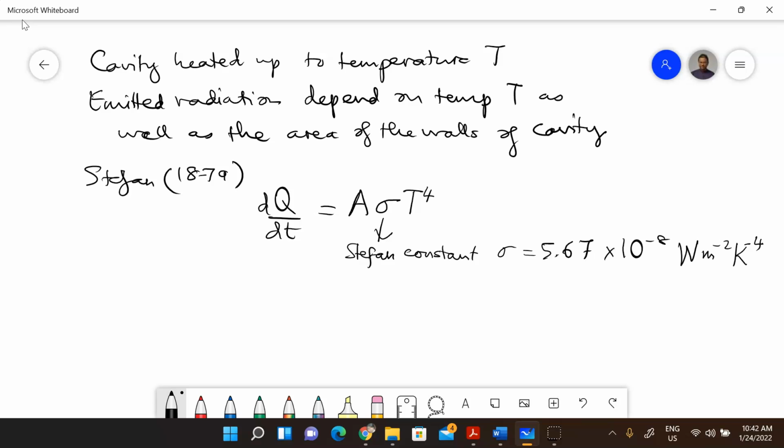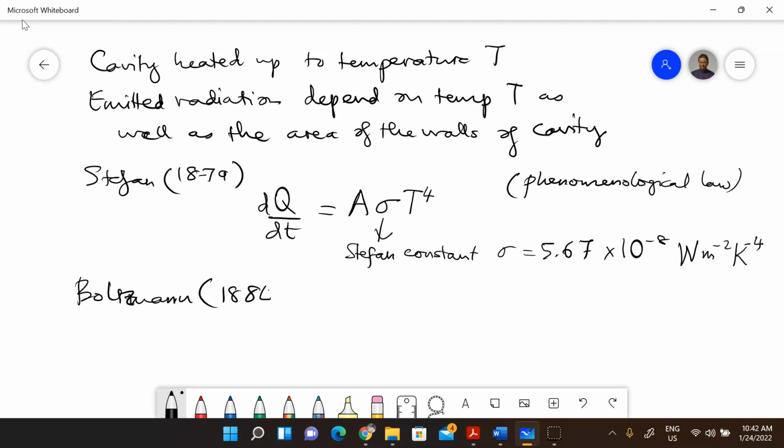Now initially this is probably what we call a phenomenological law. What Boltzmann did was to give a thermodynamic basis. Boltzmann, 1884, gives a thermodynamic basis.